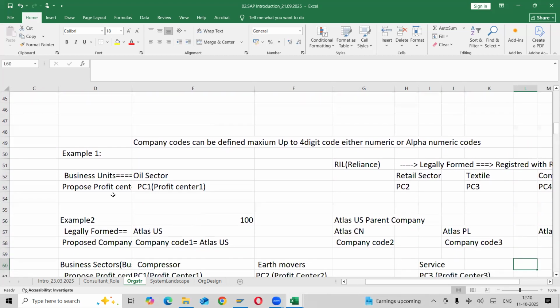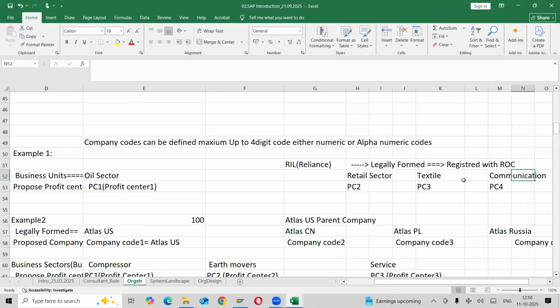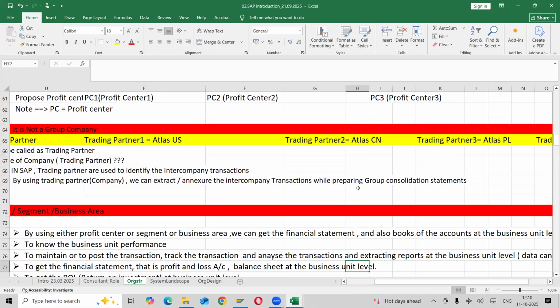Same thing. My business is the oil sector, and my company is legally formed as Reliance Industries Limited. Then I have profit centers: profit center 1, profit center 2, retail sector, textiles, and communication. So Reliance Retail, Reliance Textiles, and Reliance Communication. Each sector I am considering as one profit center. What is a profit center? We will discuss now.